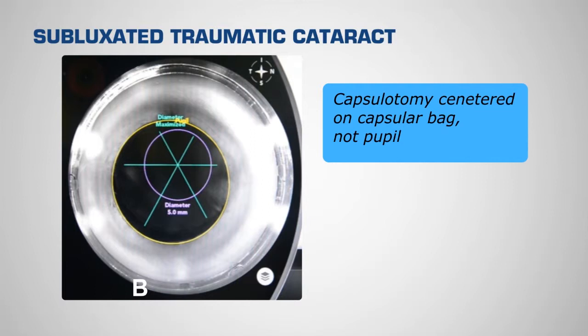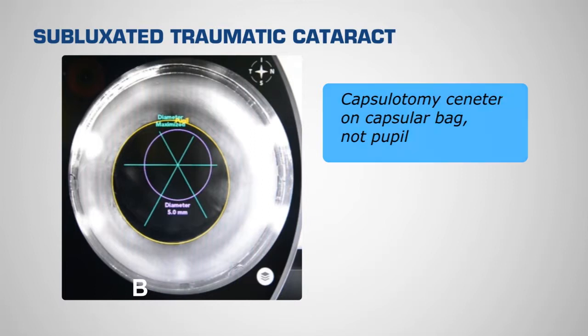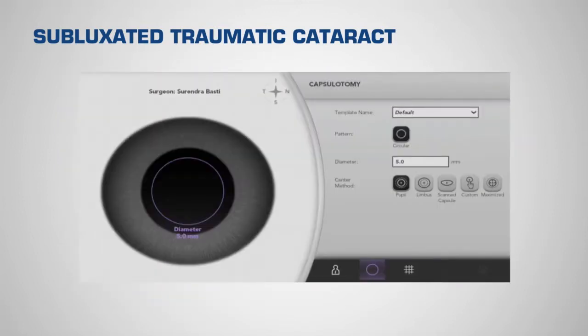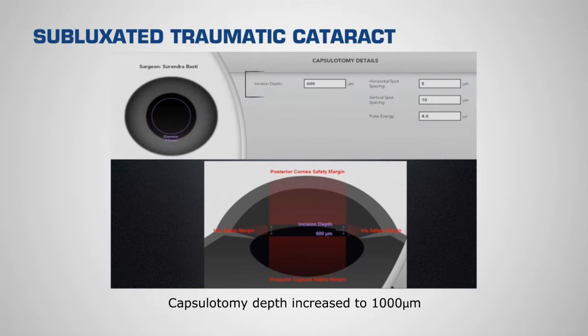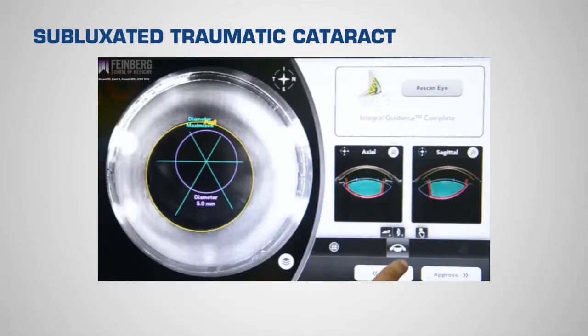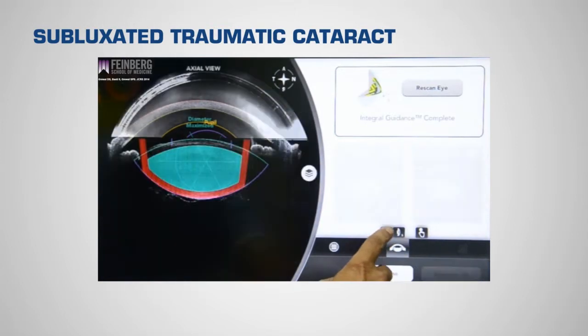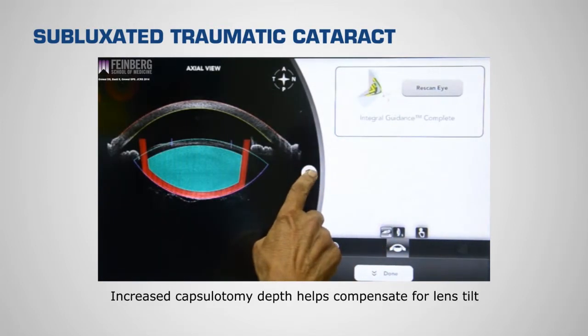This was achieved by using the custom capsulotomy setting that allowed us to center the capsulotomy on this decentered capsular bag. Increasing the capsulotomy depth to 1000 microns helped compensate for lens tilt. Intraoperative OCT imaging confirmed an intact anterior and posterior capsule.